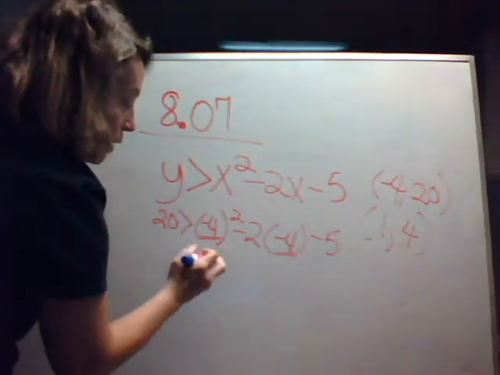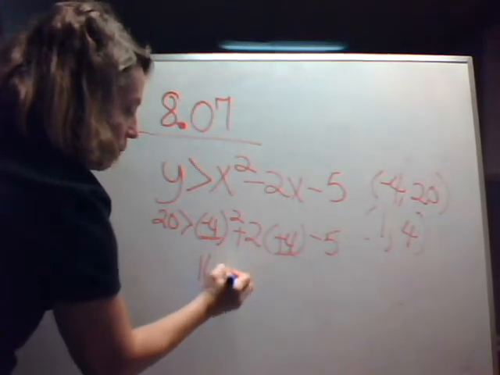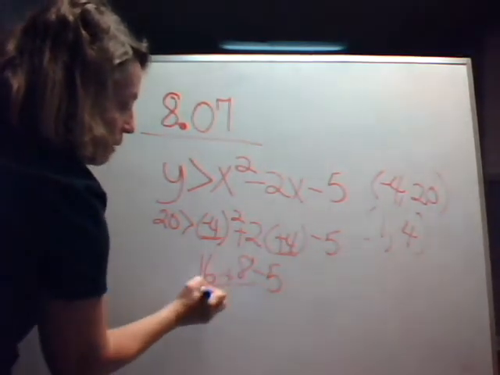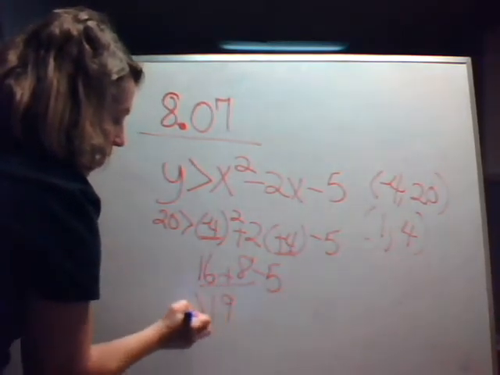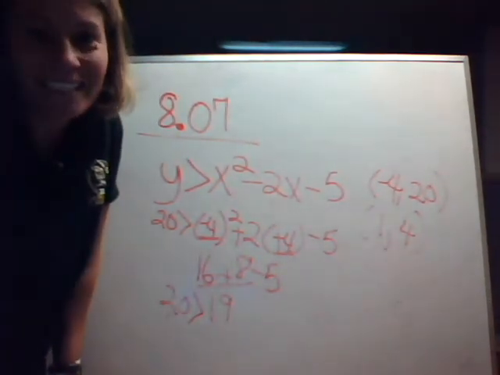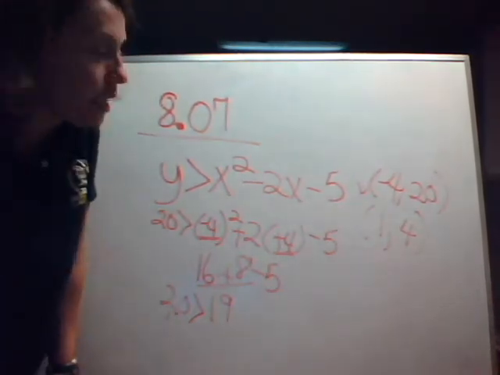Okay, negative 4 squared is positive 16. Negative times a negative is a positive, minus 5. So I have 16 plus 8 is 24, minus 5 is 19. And is 19 less than 20? Yes, it is. Okay, so that means this point, negative 4, 20, is in my shaded region.